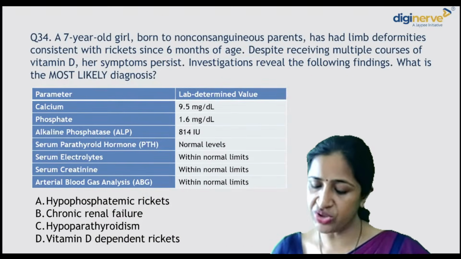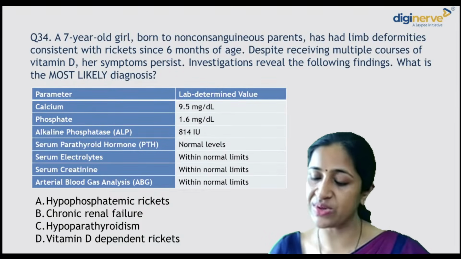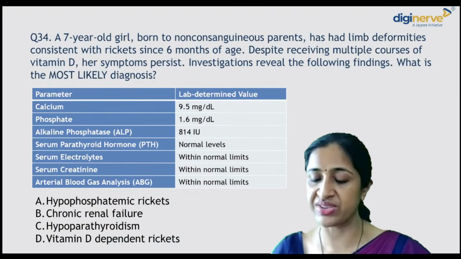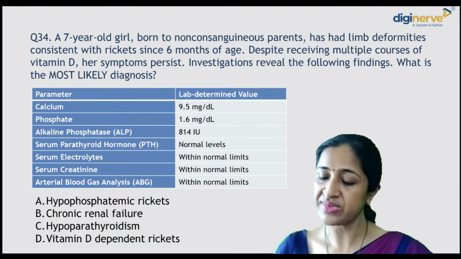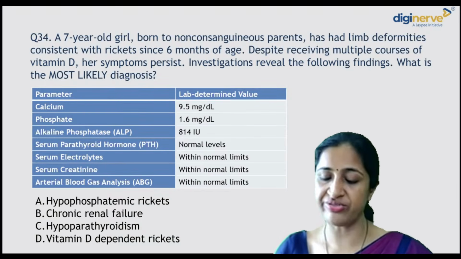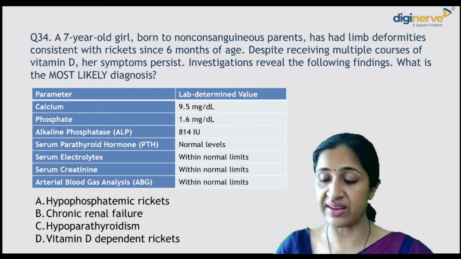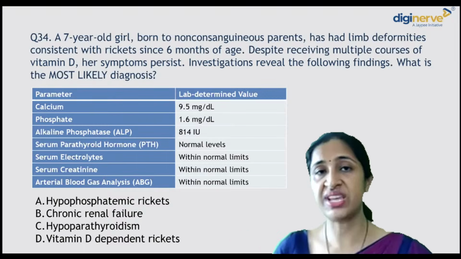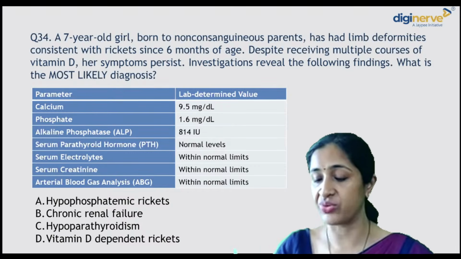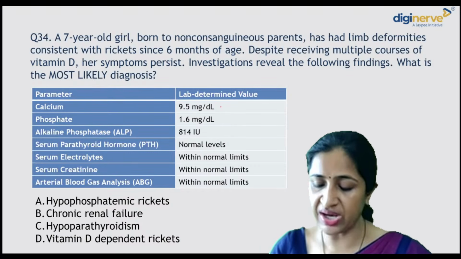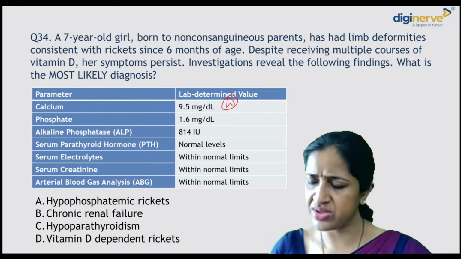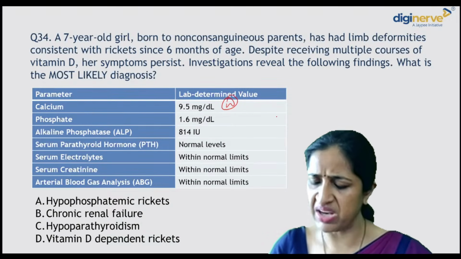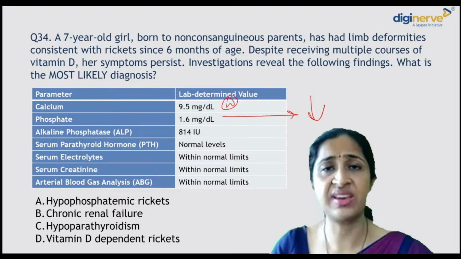A 7-year-old child born to non-consanguineous parents, limb deformity consistent with rickets at 6 months of age. Despite multiple courses of vitamin D, these symptoms are there. Okay, so she has rickets, and even though she's taking vitamin D, it is not responsive. The investigations show calcium normal, phosphorus is almost negligible in her blood, so it is very low.